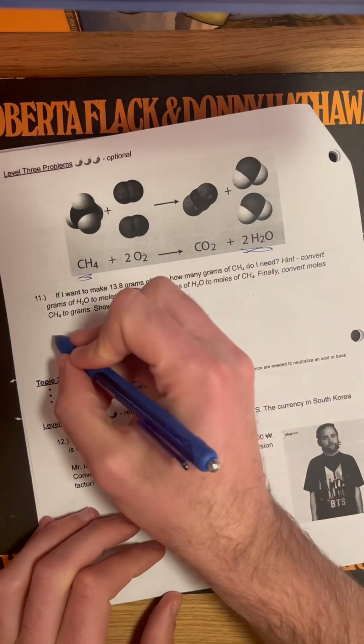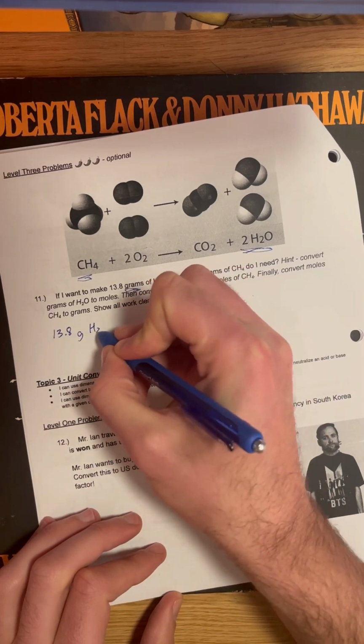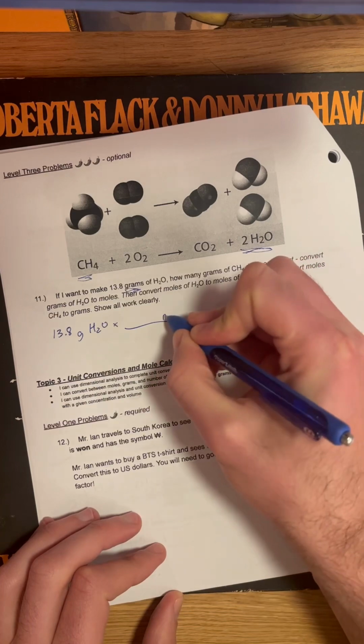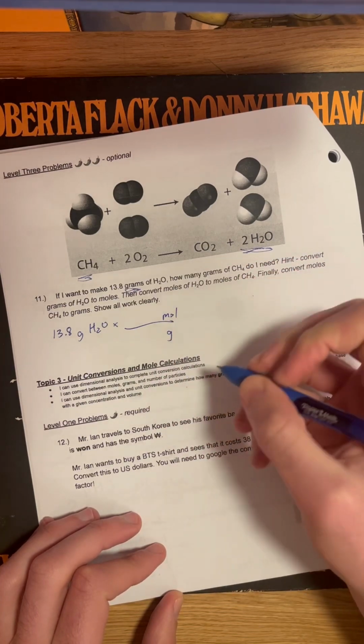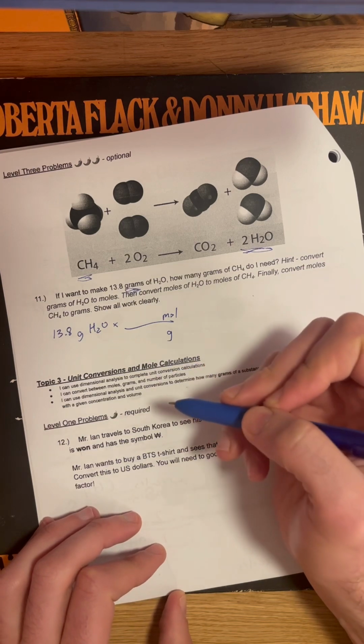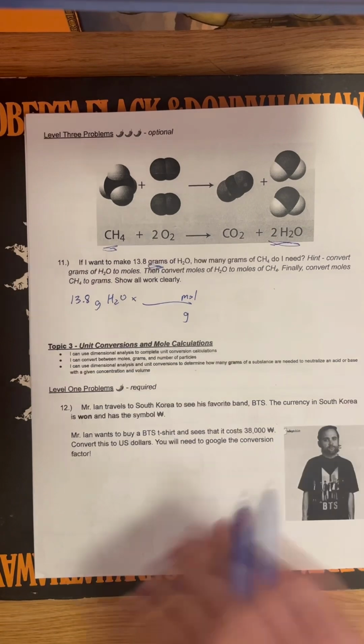We want to go 13.8 grams of water, turn that into moles. Now, how do I know this number? I don't know off the top of my head how many grams per mole for water, but I do have a periodic table. I'll be right back.